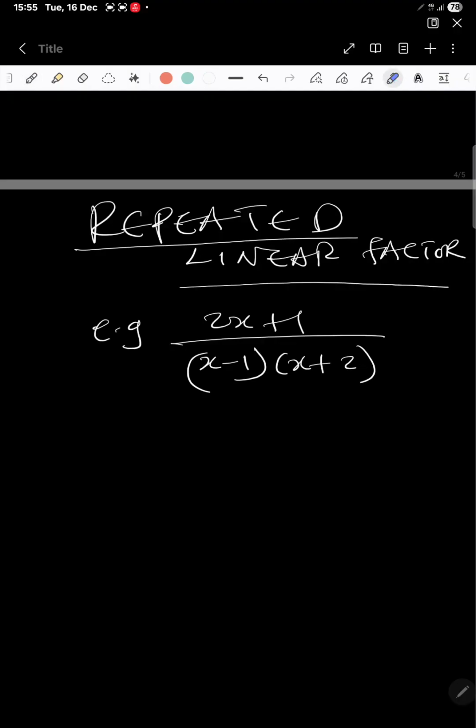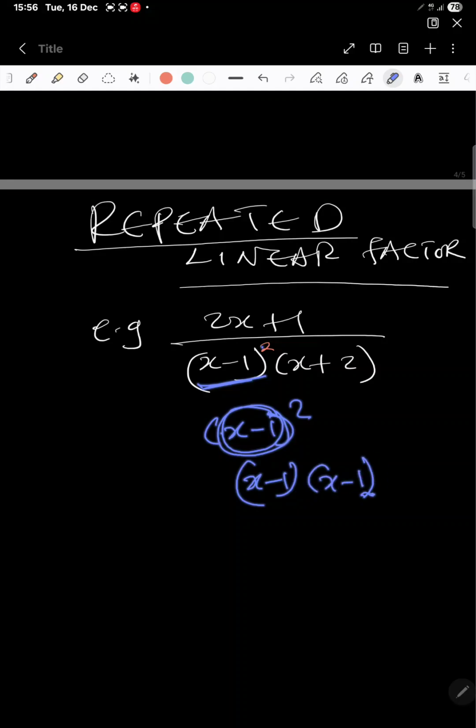By definition, this is a linear factor because the highest power there is 1. We have two linear factors. But in the case where one of these has got a square, let's say we put a square here or another square here, that means these are repeated linear factors, because what is inside is a linear factor, but it is repeating. When I say (x minus 1) squared, it means this expression inside is repeating itself. It can be written as (x minus 1)(x minus 1) like that. No wonder they are called repeated linear factors.